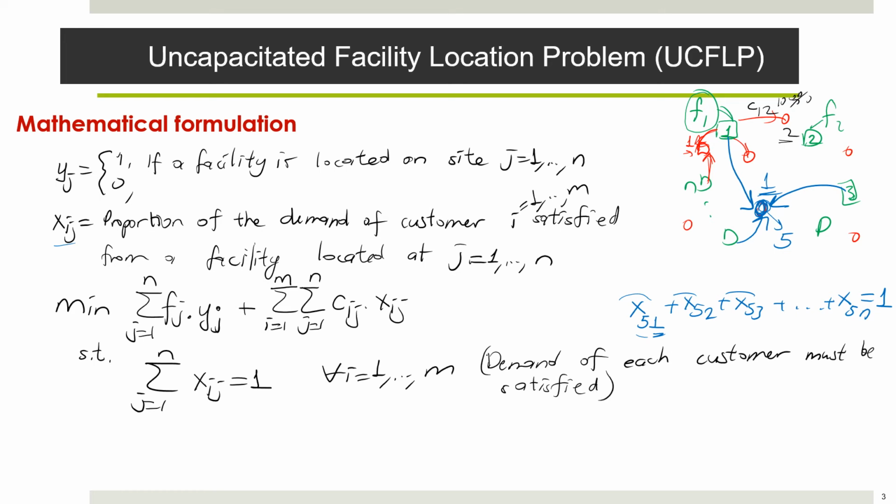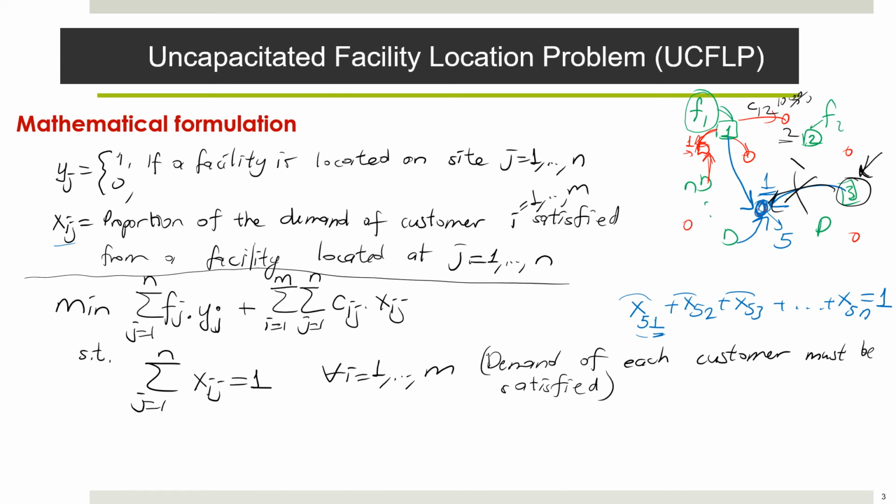Okay, this is the explanation of this constraint. There is one more constraint of this model. This is an easy model with only two sets of constraints. This is the first set of constraints that we already wrote here. And the second one is this. If you haven't established a facility here, then can you satisfy the demand of these customers? Of course, if there is no facility, then there is no demand satisfaction.